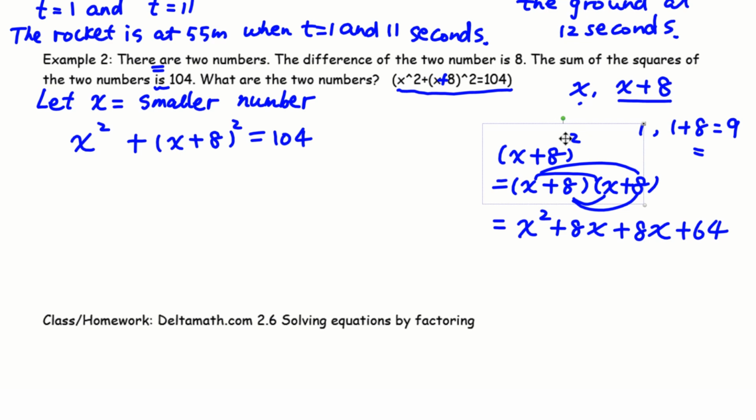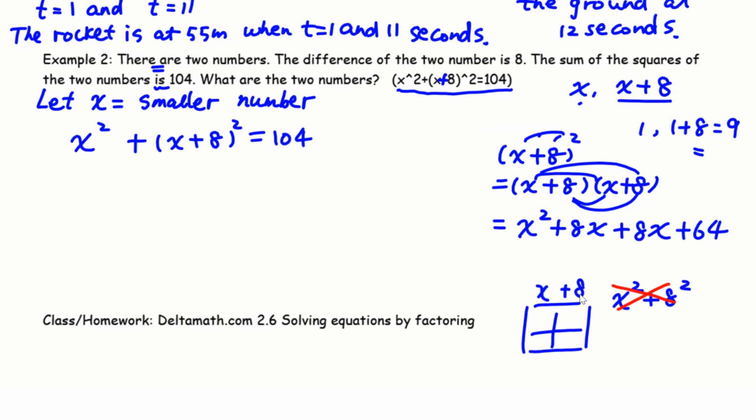So be careful, the common mistake is some students just apply the squared to x and 8, which is not right. So if you have x squared plus 8 squared, this is not right. Okay, you should have 4 terms, just like you are going to draw the box. You could use a box method to expand. So x plus 8, x plus 8, you have x squared, 8x, 8x, 64. So you will have 2 by 2, 4 terms.